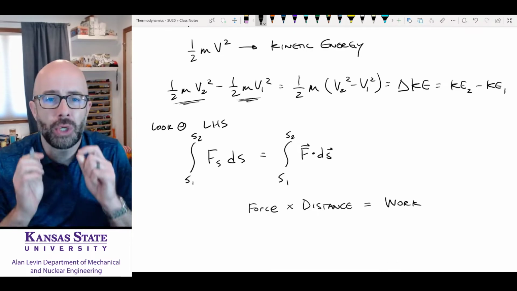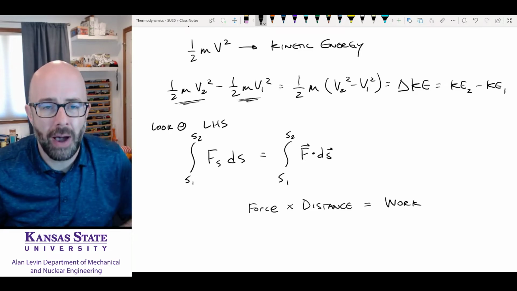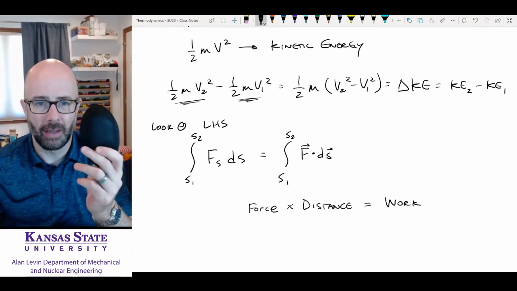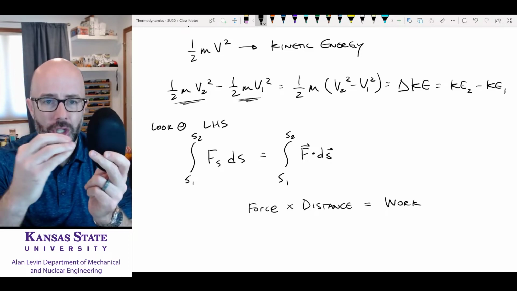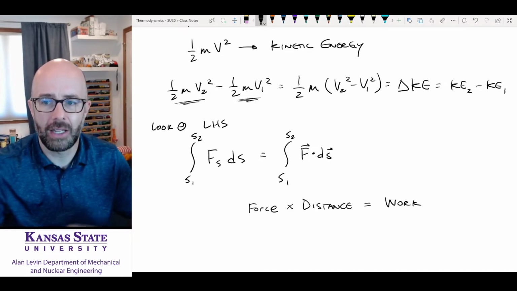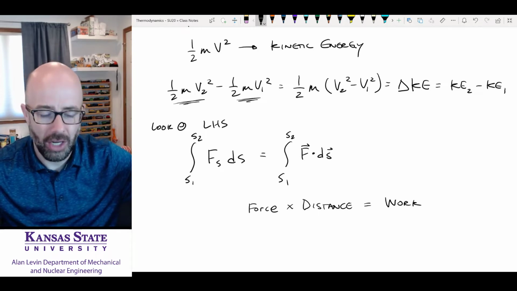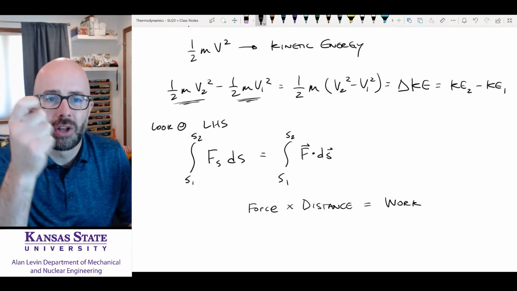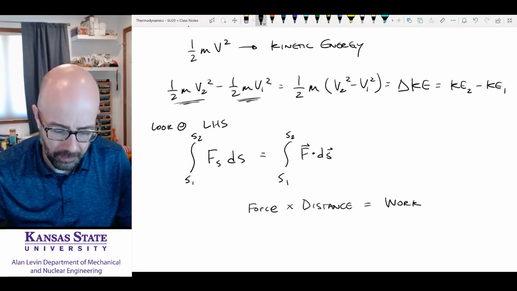And what we're doing is transferring work to that body. We're taking something and applying a force to it, causing it to work. Force is applied to that body, transferring energy from that force to the body. That's what we're doing. Okay?